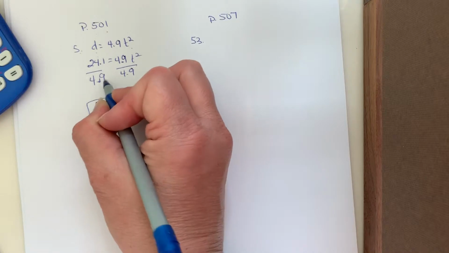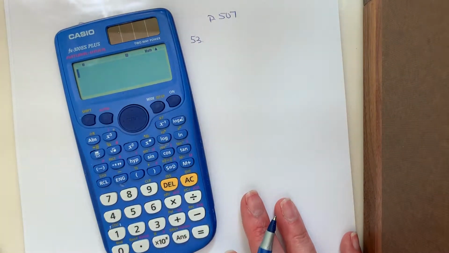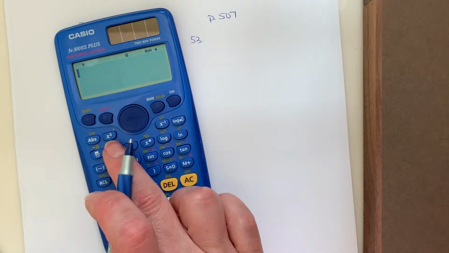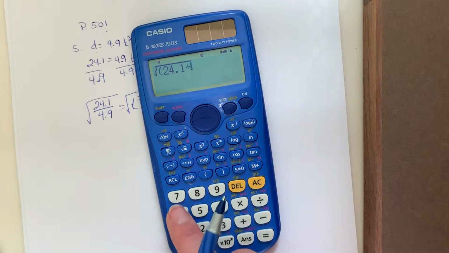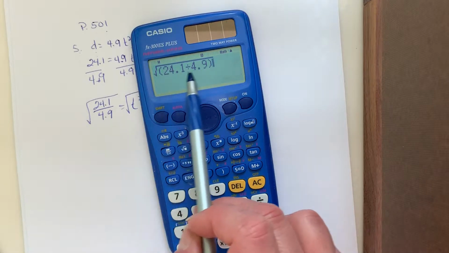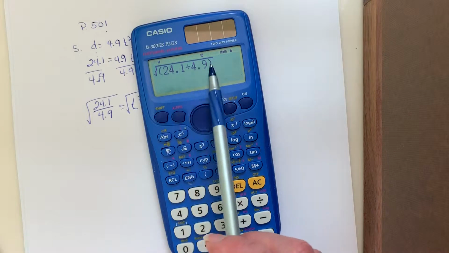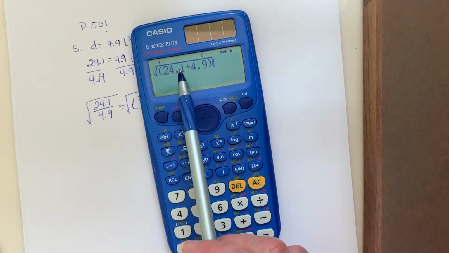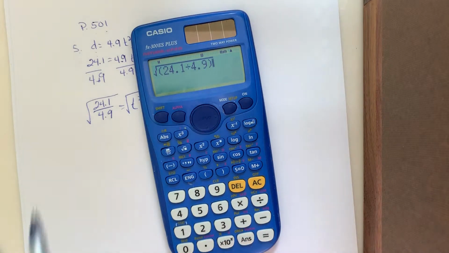So instead of dividing this out and then taking the square root, one shortcut on your calculator is to take the square root of the actual problem here. So 24.1 divided by 4.9. Now you want to put the division problem in parentheses so that you take the square root of the whole thing. If you don't put it in parentheses, it'll take the square root of 24.1 and divide that answer by 4.9. But you want the square root of the whole division problem.